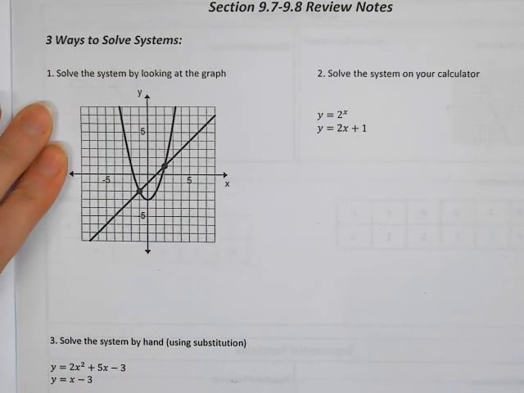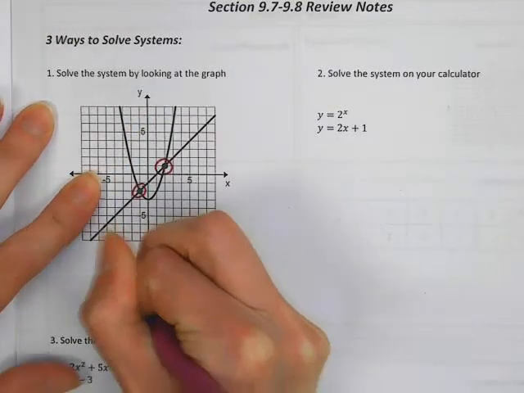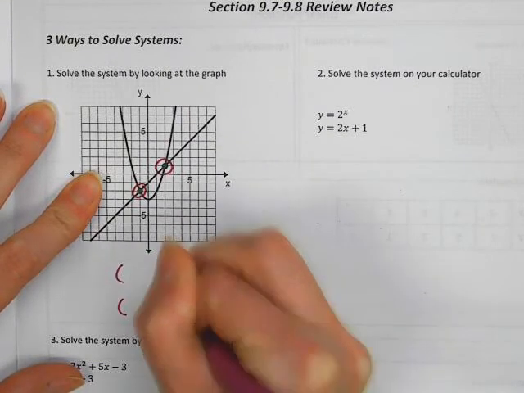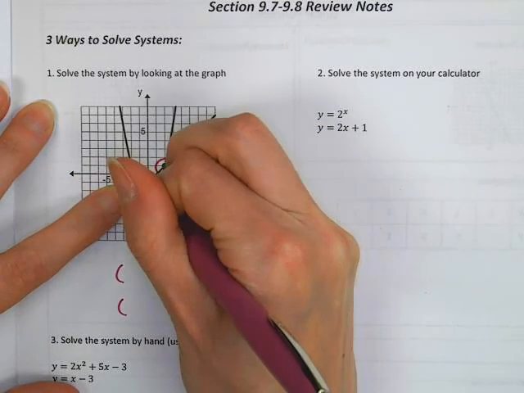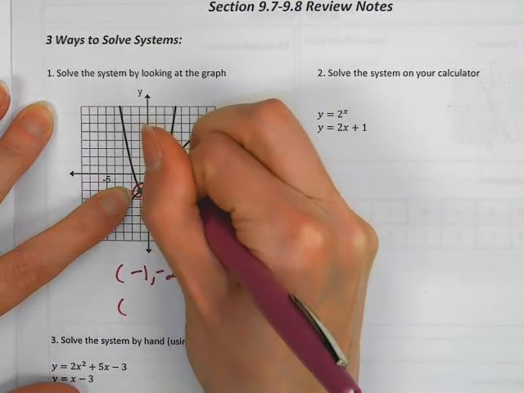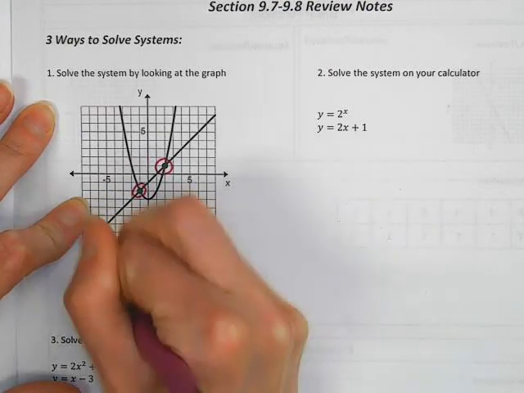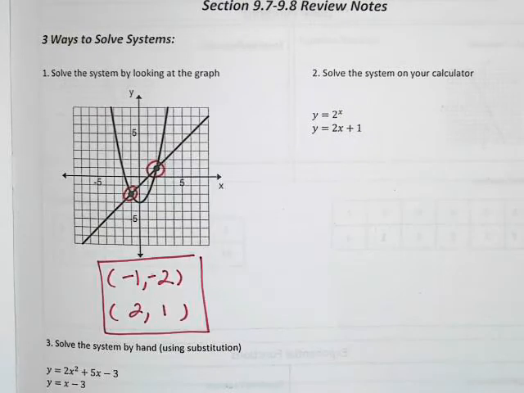So where do the two graphs intersect? One's here and one's here. So you need to write those two ordered pairs. So this one looks like it's at -1, -2. And this one looks like it's at 2, 1. And there you go. Super easy. Looking at a graph.